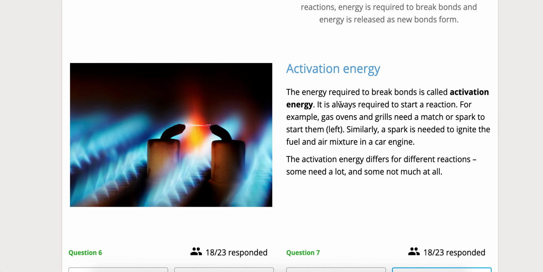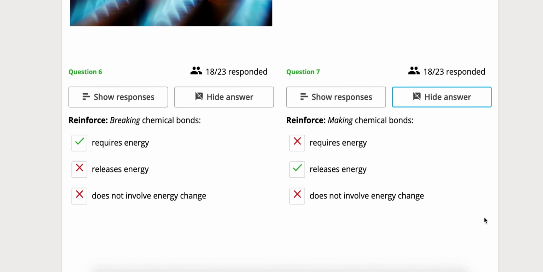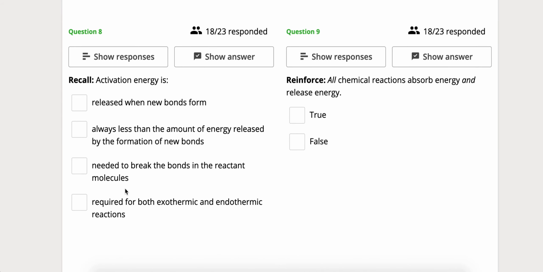With what we've learnt here about activation energy, we are now aware that activation energy is needed to break these bonds in the reactant molecules, but it is also required for both exothermic and endothermic reactions.